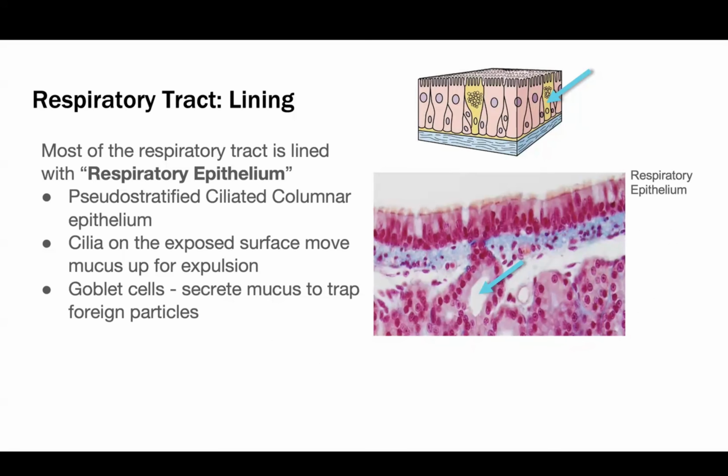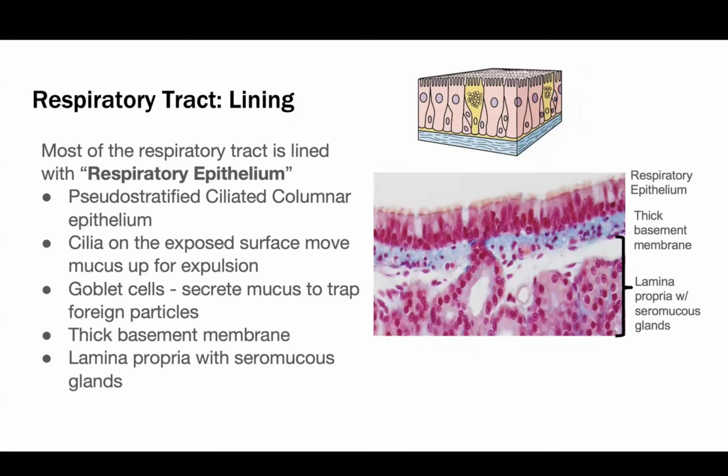Underneath the epithelium, you've got a thick basement membrane and the lamina propria. This is going to contain seromucous glands, which are going to make additional secretions.